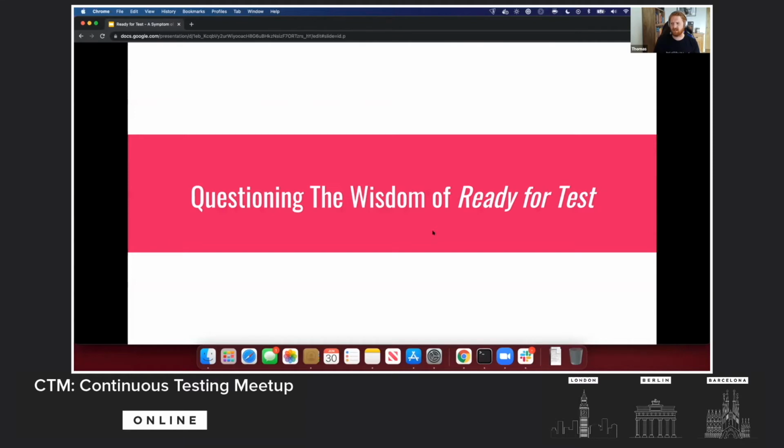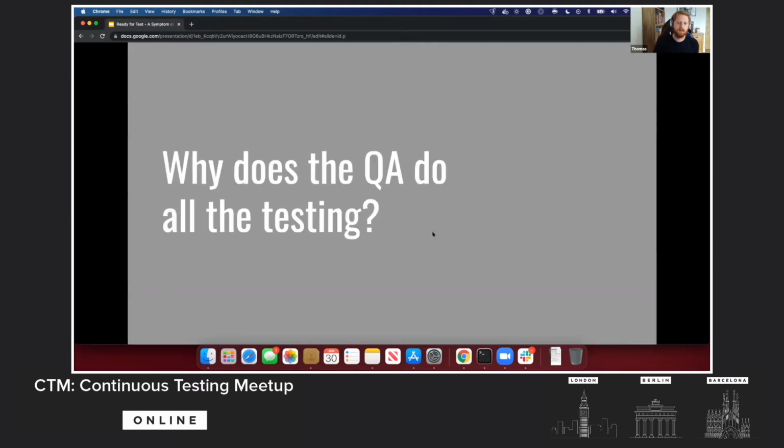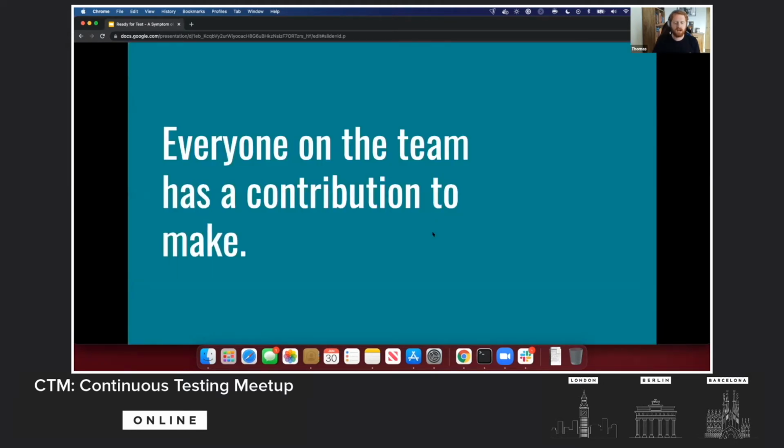And I'd also like to ask some questions just around the wisdom of ready for test. The first being, why does the QA do all the testing? As we've already discussed a little bit, everyone on the team has a contribution to make. And in fact, when it comes to testing, having multiple people make a contribution is only a positive thing. We get to draw on the benefits of multiple people's experiences and viewpoints. So it makes our testing more in depth, it gives it more angles, which means we're going to catch more defects.